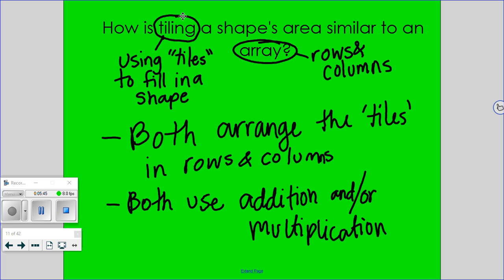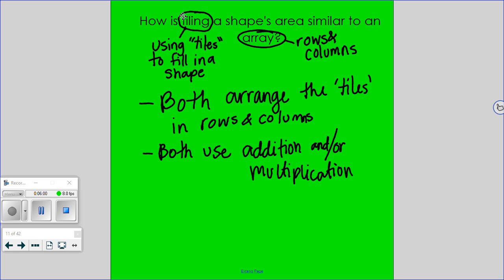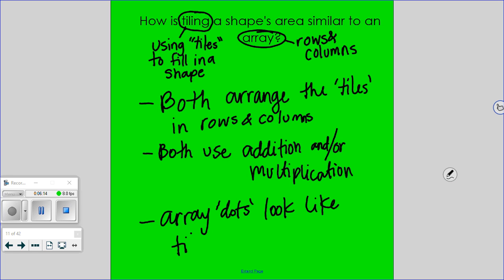Dorian, how are these two things related? So, I just looked back in my notebook and I figured out, an array has dots inside of the array. Yep. Which tile has tiles inside of it that are squares. So our array dots look like our tiles. When you are arranging those dots like we did when we were making arrays, those look very similar to our tiles. They're slightly different shape, but they kind of take up the same amount of space.